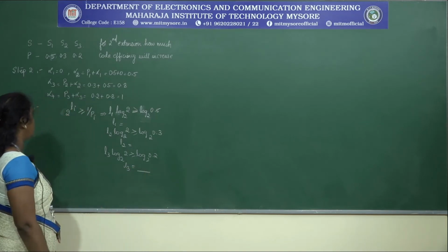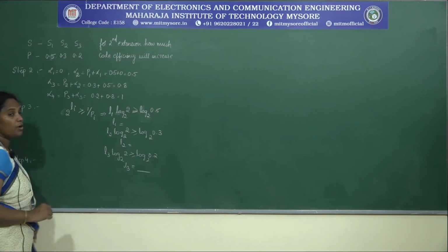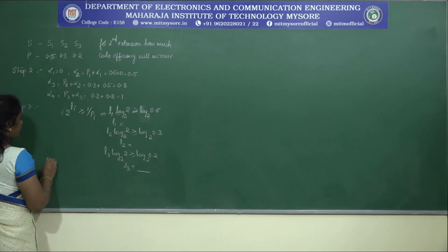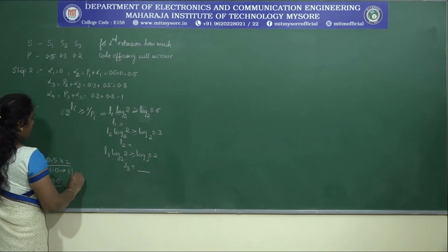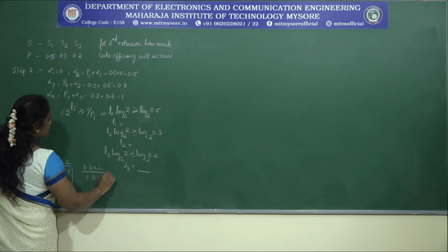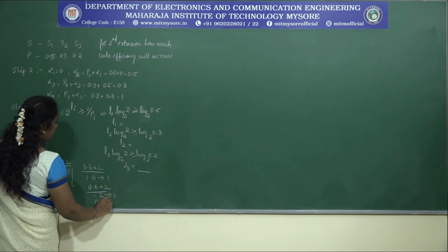Once you calculate the L1, L2, L3 values, step 4 is you need to convert the decimal into binary. Converting 0.5, multiply by 2, so it will be 1.0, the integer part is 1, and you get 0.0 as the remainder. Then 0.8 into 2 is 1.6, the integer part is 1, then 0.6 into 2 you will get 1.2, integer part 1, then 0.2 into 2 you will get 0.4, and so on.